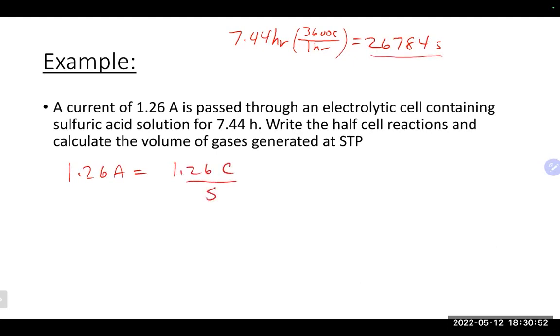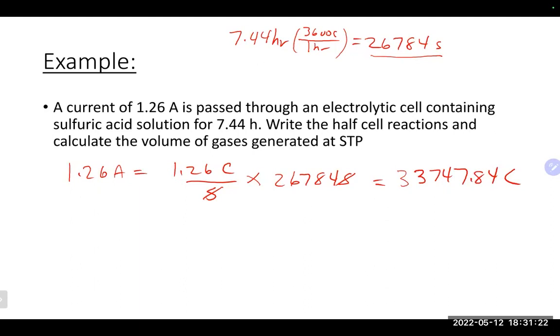Once again, our 1.26 amperage is the same as 1.26 coulombs per second, hence why we need to get this into seconds. So we're going to multiply those together. That's going to cancel out the seconds, and we will end up with, I think it says, 33,747.84 coulombs.